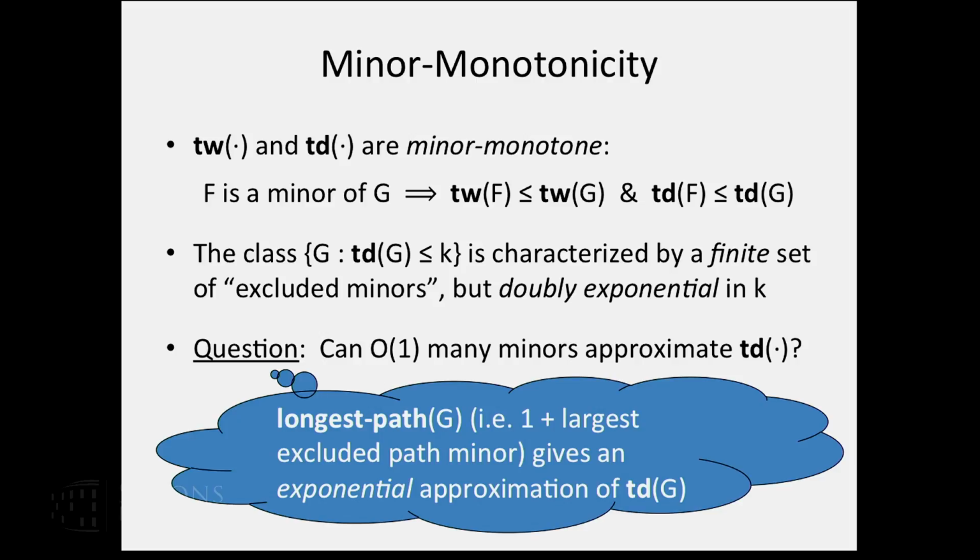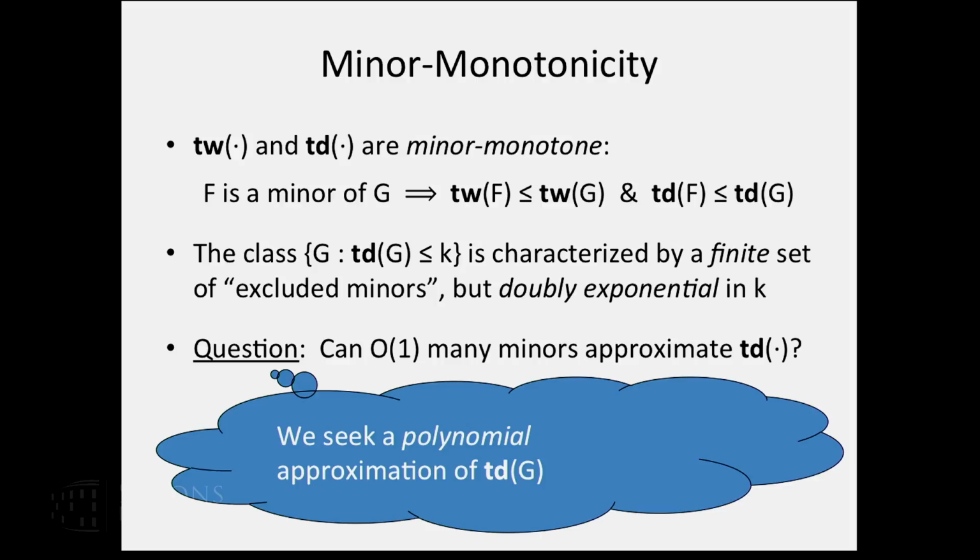If you recall earlier in the talk, I showed that the tree depth is exponentially related to the length of the longest path. So log of the length of the longest path is always at most the tree depth, which is always at most the length of the longest path. So the longest path is an exponential approximation to tree width, and this is really just 1 plus the largest excluded path minor. If you just look at excluded path minors, that gives you some approximation, but it's only exponential. What we're going to want for our result is a polynomial approximation of tree depth.